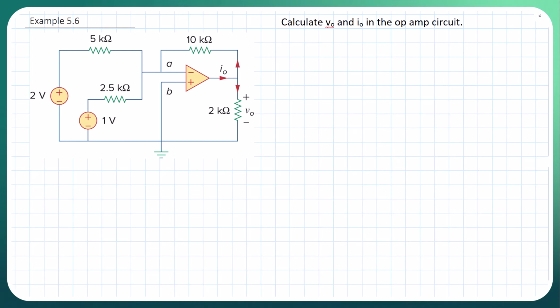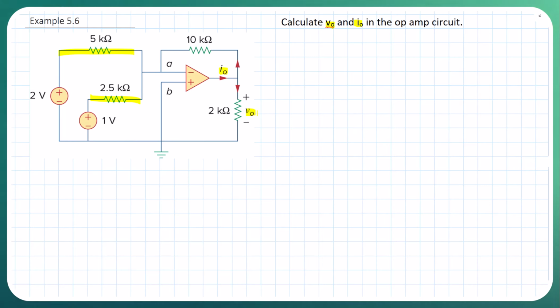Alright, let's take a look at this example. We have a summing amplifier, or a summer, and we notice we have two inputs, V1 and V2, coming into node A. This is again an inverting amplifier configuration, and we're told to calculate V0, the output voltage here, as well as the output current here. So that's what we're trying to figure out.